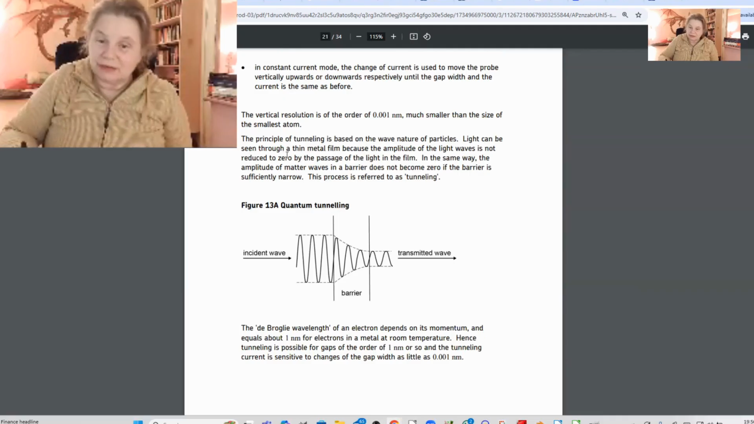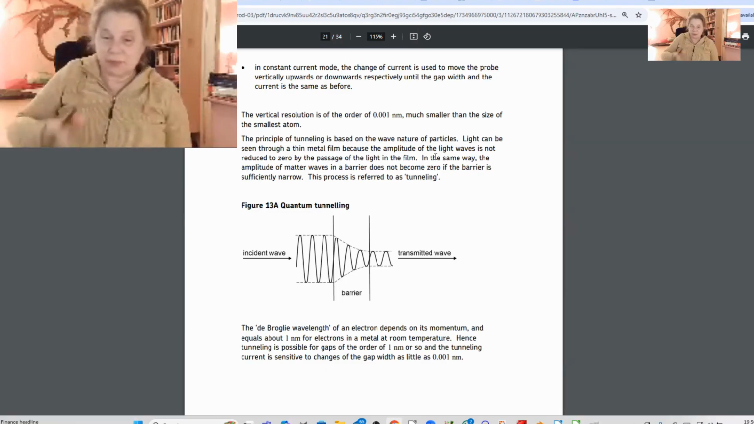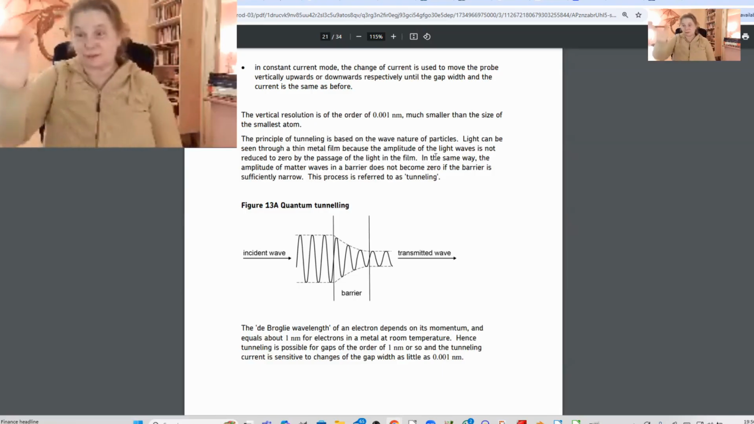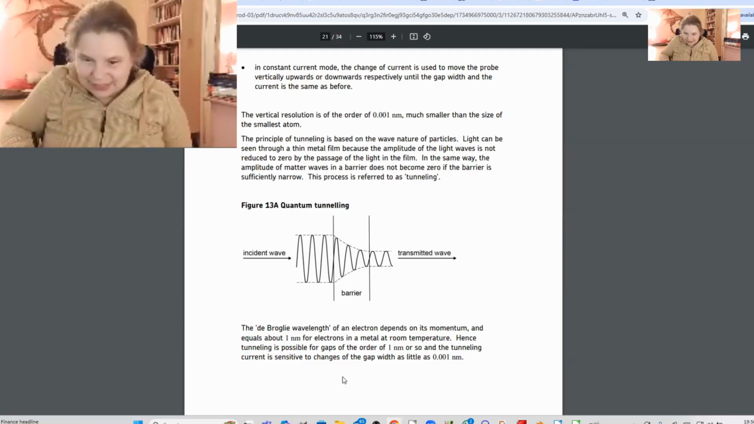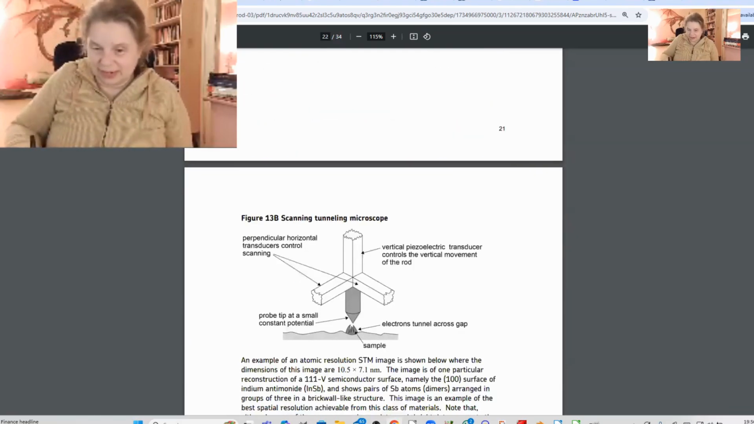But anyway, light can be seen through a thin metal film because the amplitude of the light waves is not reduced to 0 by passage of the light in the film. In the same way, the amplitude of matter waves in a barrier does not become 0 if the barrier is sufficiently narrow. This process is referred to as tunneling. So there's a barrier, but the electrons, the wave, can move from one region to another through this barrier, and it's called tunneling. So there you go. So this is the de Broglie wavelength, and this is the scanning tunneling microscope.